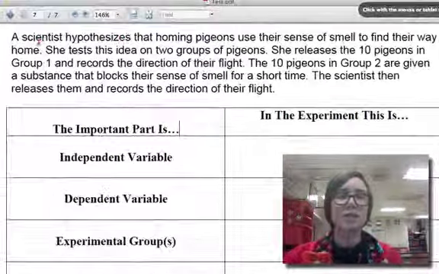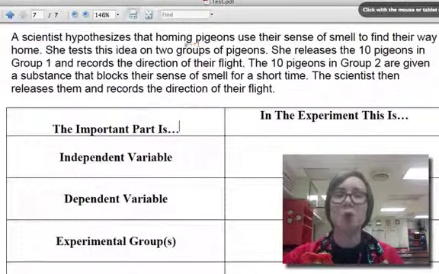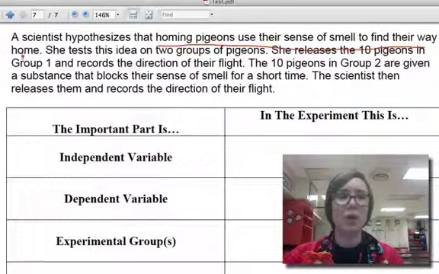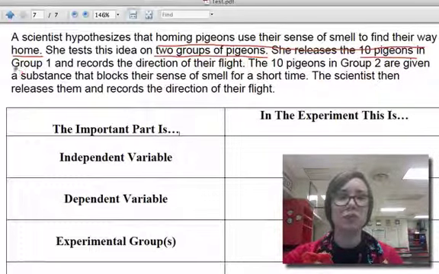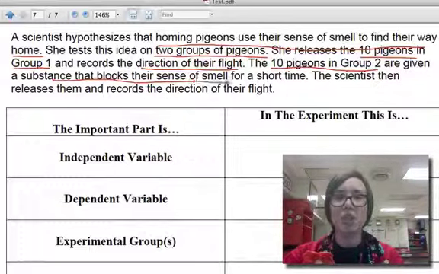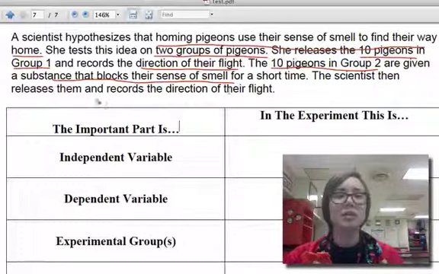So let's begin. It says, a scientist hypothesizes that homing pigeons use their sense of smell to find their way home. She tests this idea on 2 groups of pigeons. I already know that I have 2 groups that I'm dealing with. She releases 10 pigeons in group 1, and she records the direction of their flight. She releases 10 more pigeons in group 2, and a substance that blocks their sense of smell for a short period of time. The scientist then releases them and records the direction of their flight.